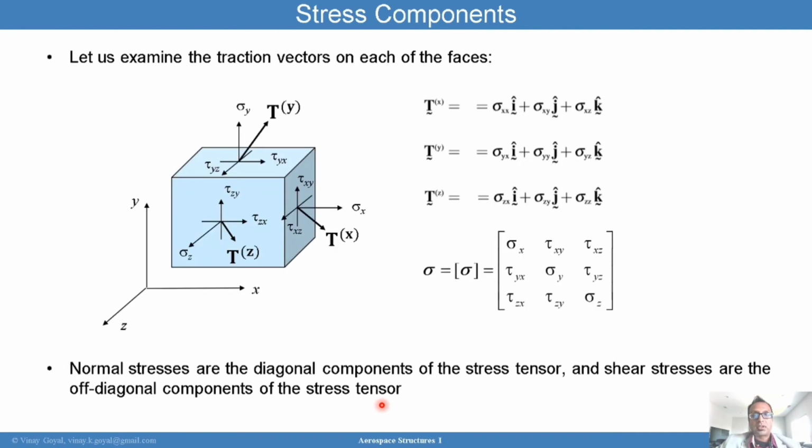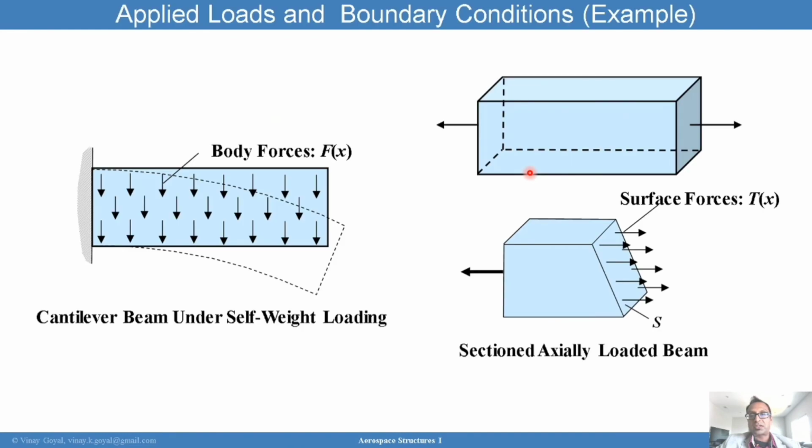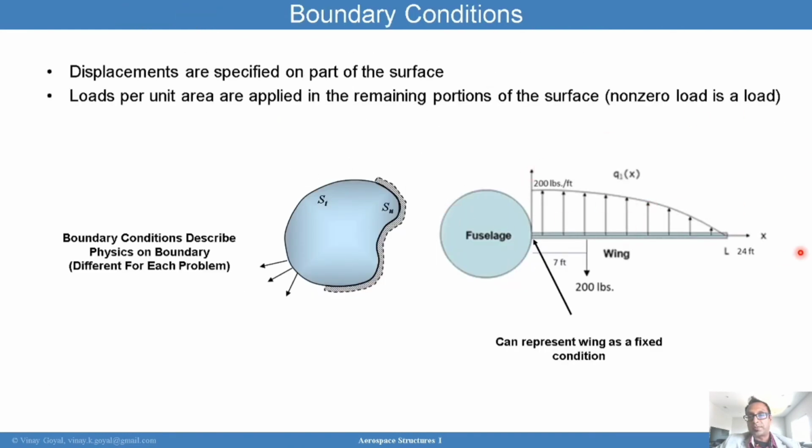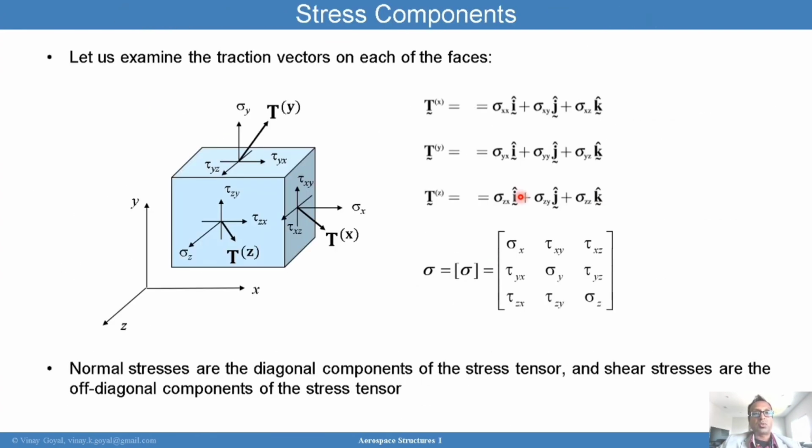Let's look at the stress components now. So these are the traction vectors we talked about, and I don't want you to lose sight. What we've done is we excised this cube from this structure. You know, I could have excised the cube from this wing or this fuselage, and then look at what a cube looks like and what is going on. So we discussed there's a traction applied here, a traction applied here, a traction applied here, not applied here, but they're reacted. These tractions are reacting external loads applied at a particular point in the material.